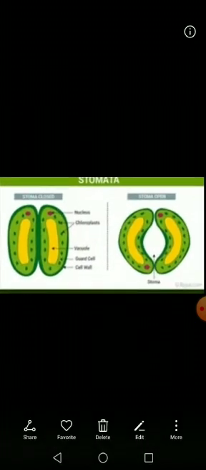So plants and animals both can respire. The third characteristic is reproduction. So animals and plants both can reproduce, like you see in this picture.